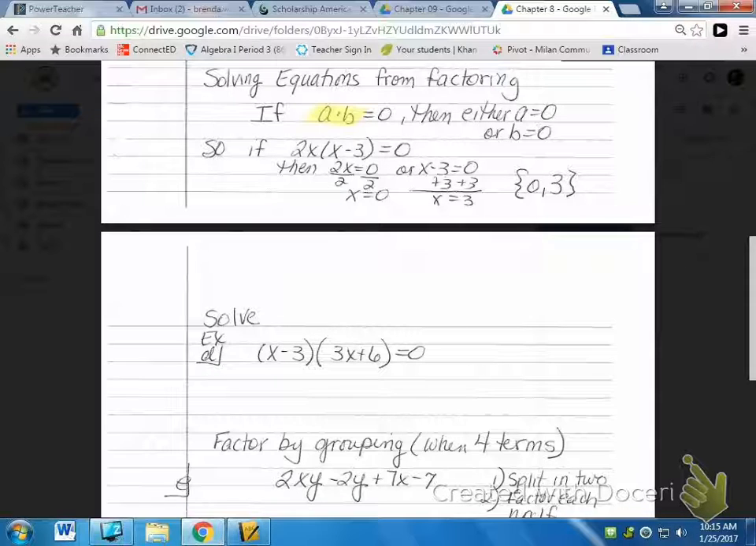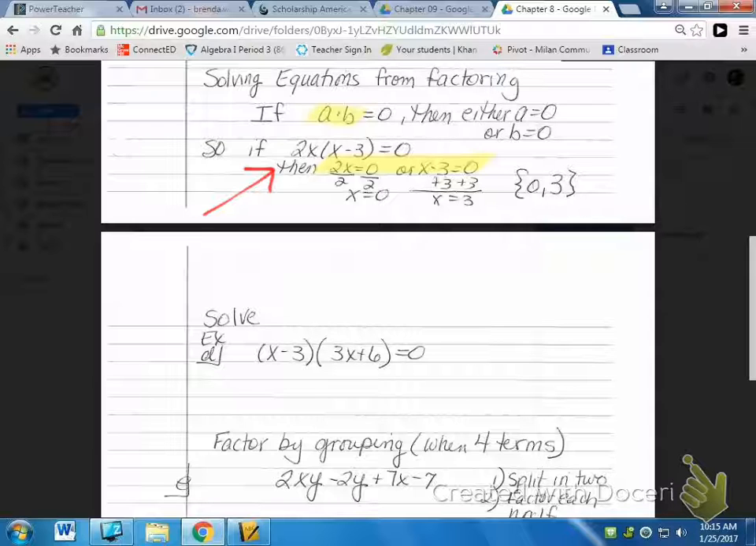So if you would have a problem like this, 2x times the quantity x minus 3 is 0, you have to set up these 2 problems. You have to say, well, maybe 2x equals 0, or maybe x minus 3 equals 0. You solve them both for x. So you're going to have more than one solution. Okay, more than one solution. So the first one there, divide by 2, so x could be 0. Or the second one, add 3, so x could be 3.